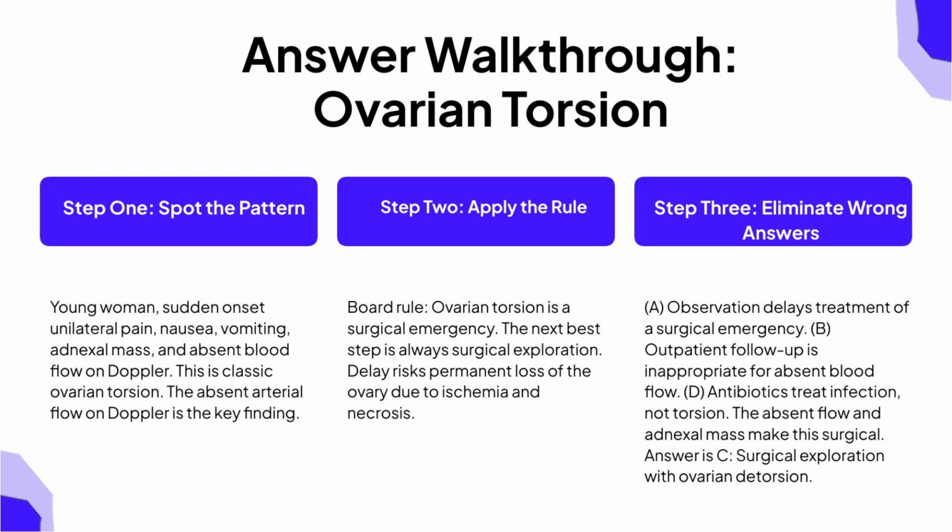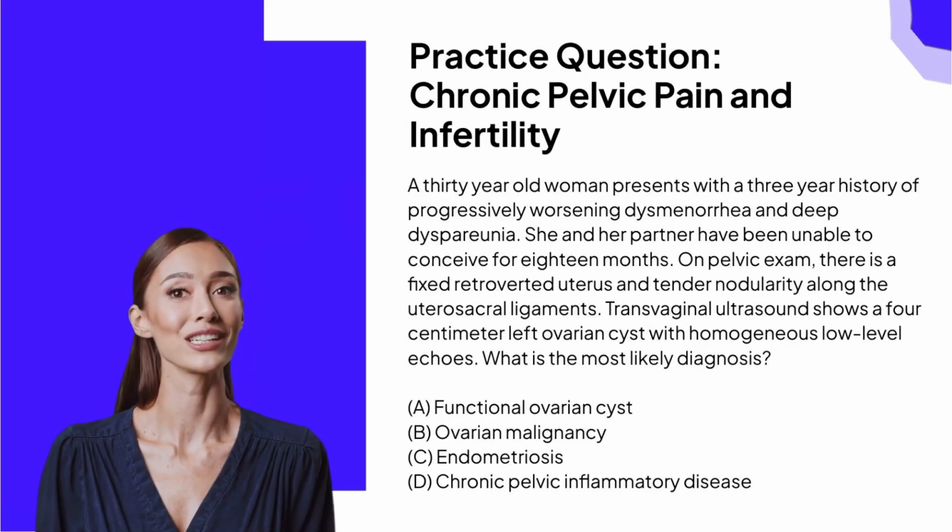Outpatient follow-up is completely inappropriate when there is absent blood flow. Intravenous antibiotics treat pelvic inflammatory disease, not torsion. The absent flow and adnexal mass make this surgical. The correct answer is C, surgical exploration with ovarian detorsion. Here is our second practice question.